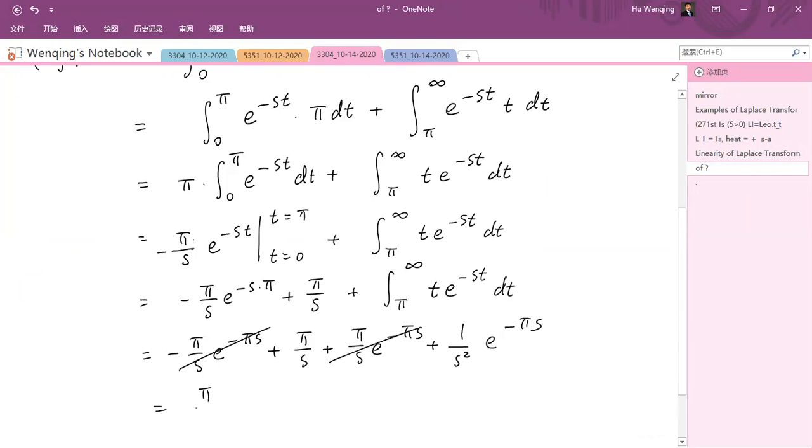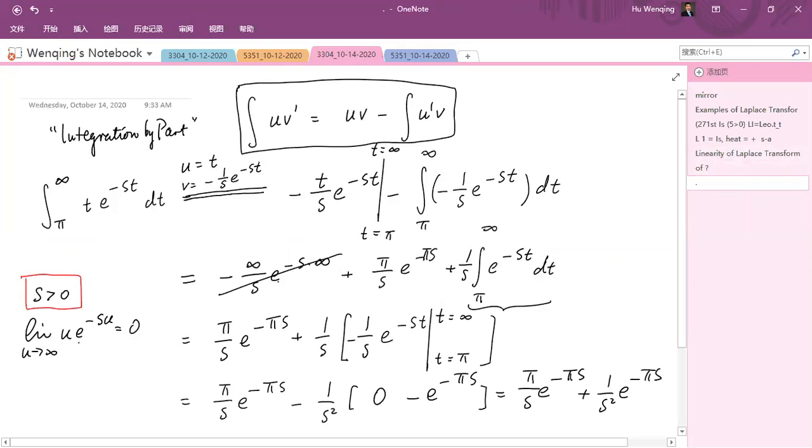So therefore, it's pi over s plus 1 over s squared e power minus pi s, but you must let s be positive. That's very important because we have used the fact that s is positive in our previous definition. Is that good for everybody? Okay, so you can see that we find the answer, but you must set s to be positive in order to reach a satisfactory solution. Is that good for everybody?